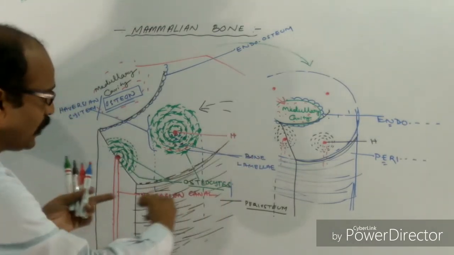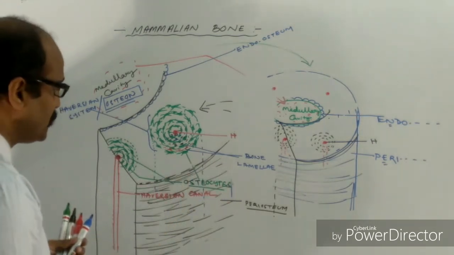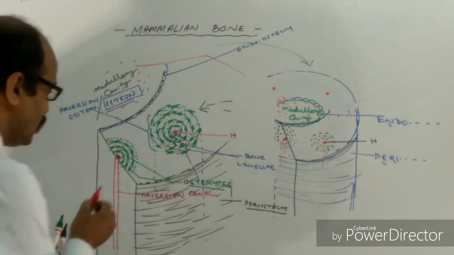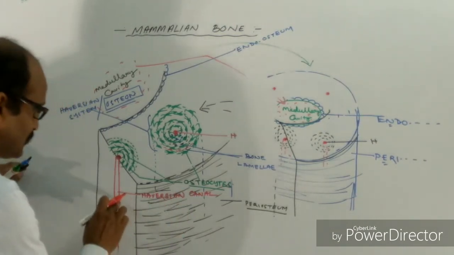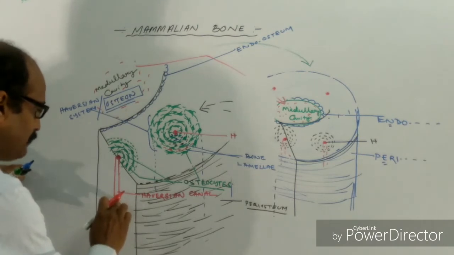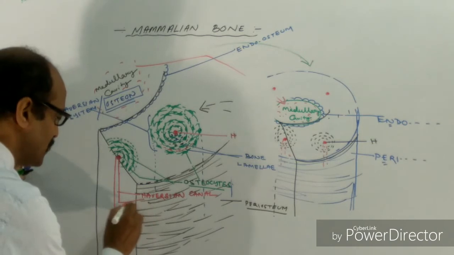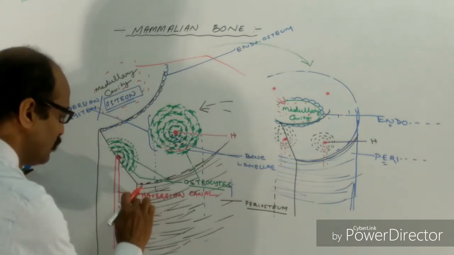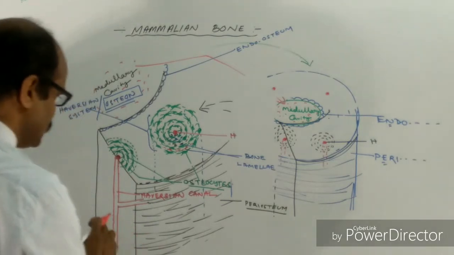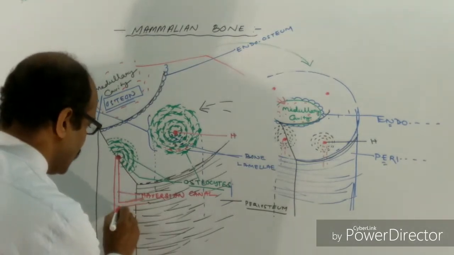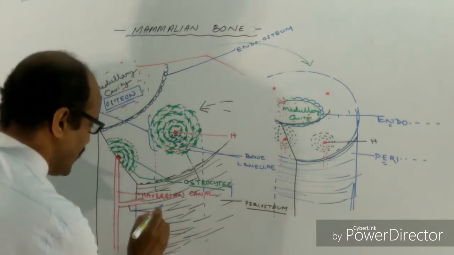These Haversian canals also communicate to each other through the transverse or oblique canal, and these are known as the Volkmann's Canal. Suppose that this is the Volkmann's Canal, and this is the Haversian Canal. Such a canal runs obliquely to form a branch and communicates with the nearby Haversian Canal, and such an oblique canal is known as Volkmann's Canal.